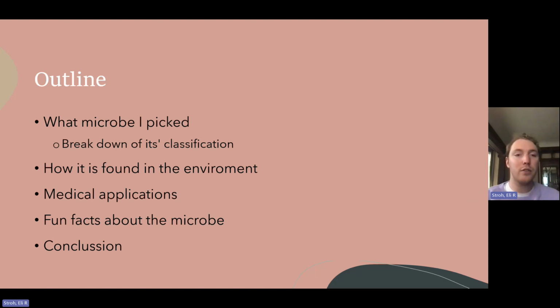So just going over the outline, I'm going to talk about which microbe I picked, breaking down its taxonomy and morphology, where it's found in our environment, the medical applications and economical applications of it, a few fun facts, and then the conclusion.